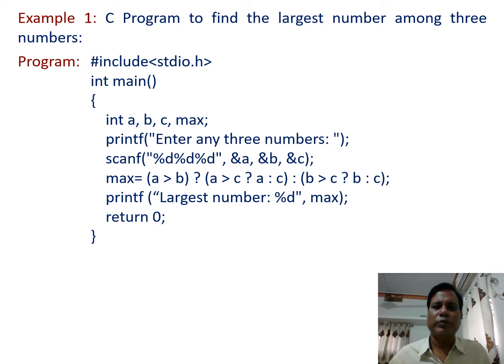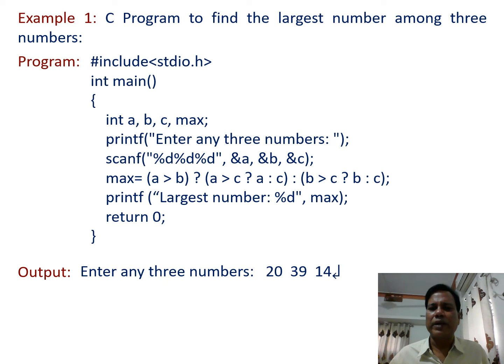So when we run this program, suppose we enter three numbers like this: 20, 39 and 14. So 20, 39 and 14 are stored in variables a, b and c. That is, a stores 20, b stores 39 and c stores 14. So in the conditional operator, a greater than b, where b is 39, this condition is false.